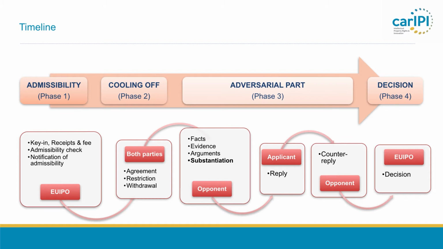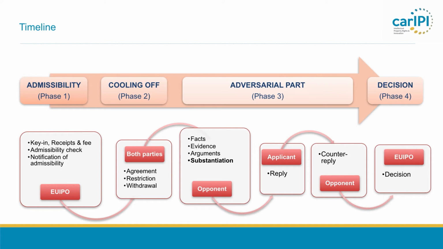However, if the parties do not reach any kind of agreement, then the next phase of the proceedings begins, and this is the adversarial part of the proceedings. The adversarial part starts after 2 months of the notification of admissibility. So after the cooling-off period, which can also be prolonged up to 22 months upon request of both parties. When the adversarial part starts, this is the time when the parties make their case, they present their observations and their evidence.